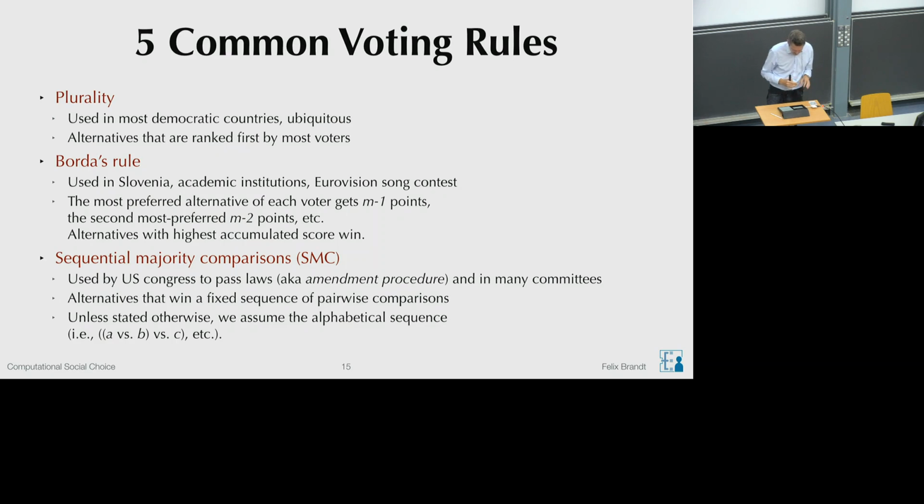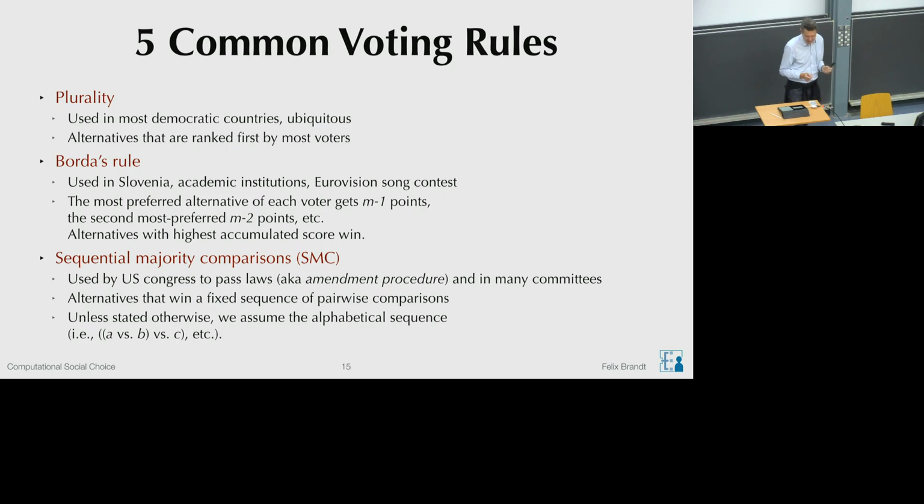So this is also used in the real world, for instance, by the US Congress to pass laws, and that's known as the amendment procedure. In that example, it doesn't necessarily have to be a majority, but the basic idea is that we are doing pairwise comparisons between alternatives one after another. It seems like majority rule is a good idea if you compare 2 alternatives. We will have a formal theorem stating this in 2 weeks.